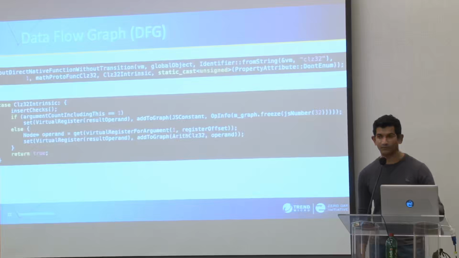At the bottom, we have a snippet of code from the DFG's bytecode parser, where it's going through and seeing, hey, we have a CLZ32 intrinsic being used in this function. In this particular case, it has an explicit check to see if math.clz32 is being called with no argument, at which point it's going to replace the call with a constant value of 32. Otherwise, it's going to add a bytecode for arith CLZ32 and use whatever argument was specified.